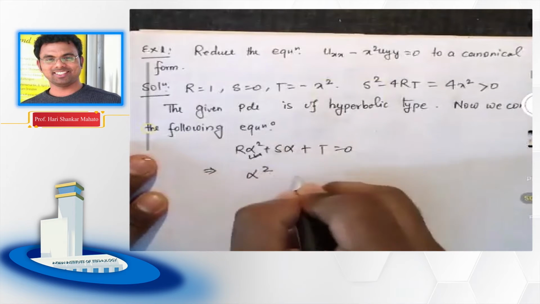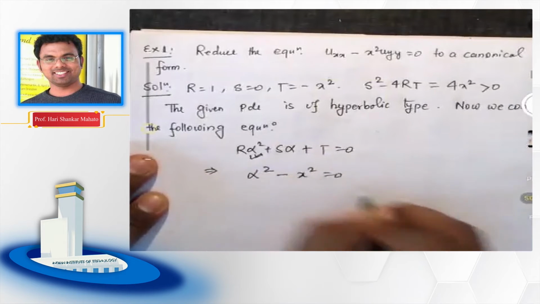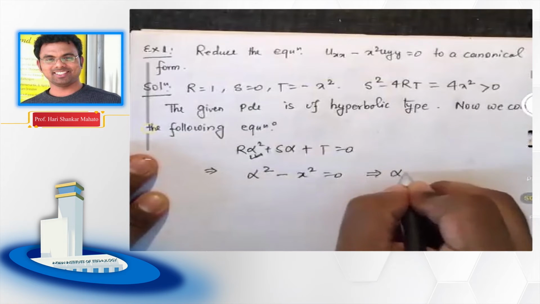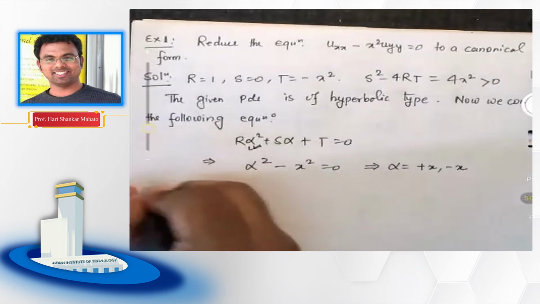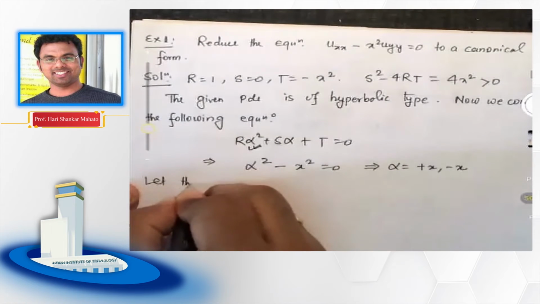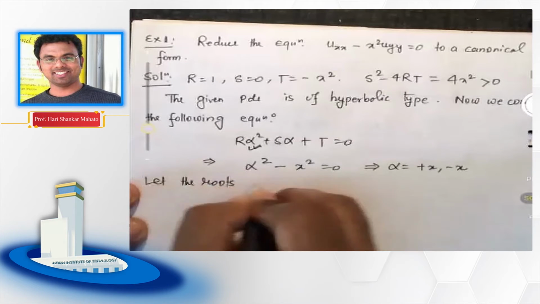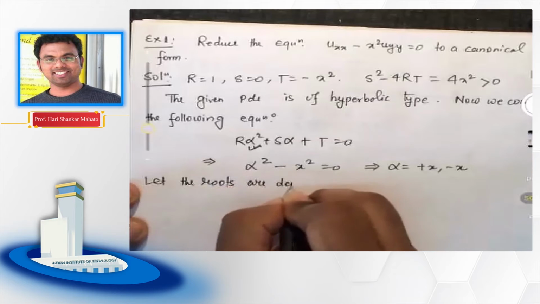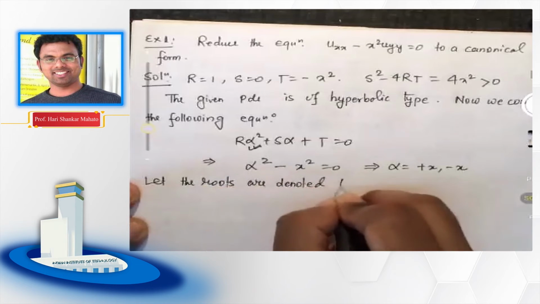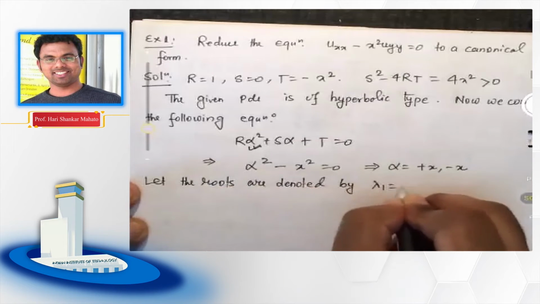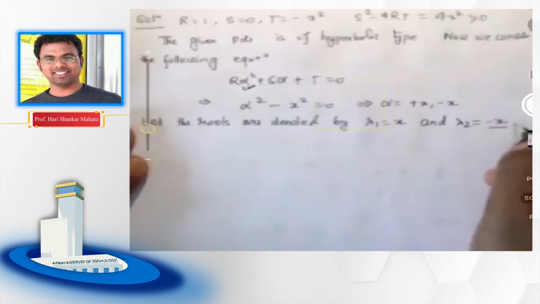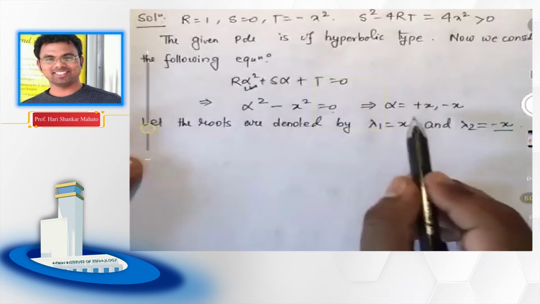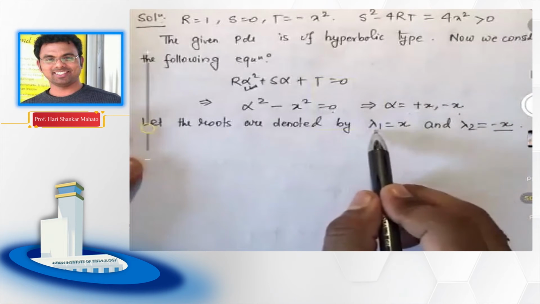So R is 1, S is 0 and T is minus of x square. So from here I will get alpha equals to plus x and minus x. So I'm calling, let the roots be denoted by lambda 1 equals to x and lambda 2 equals to minus of x. So the roots of this quadratic equation, since they are distinct roots, I'm denoting them by lambda 1 and lambda 2.